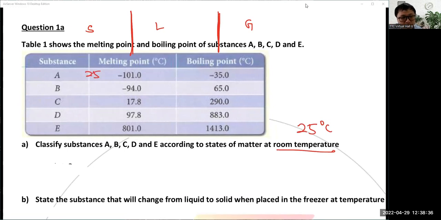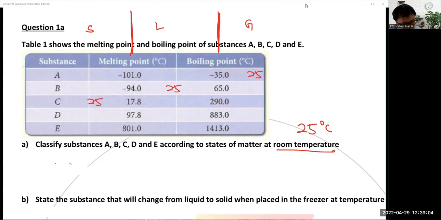Now 25 is more than -101, means already melt, so it becomes liquid already. Then it's more than -35, so means it already boil, so it's already gas. Then the second one is already melt, because higher than 94, but it's not yet boiled because it's lower than 65. So this substance B will be in liquid form.